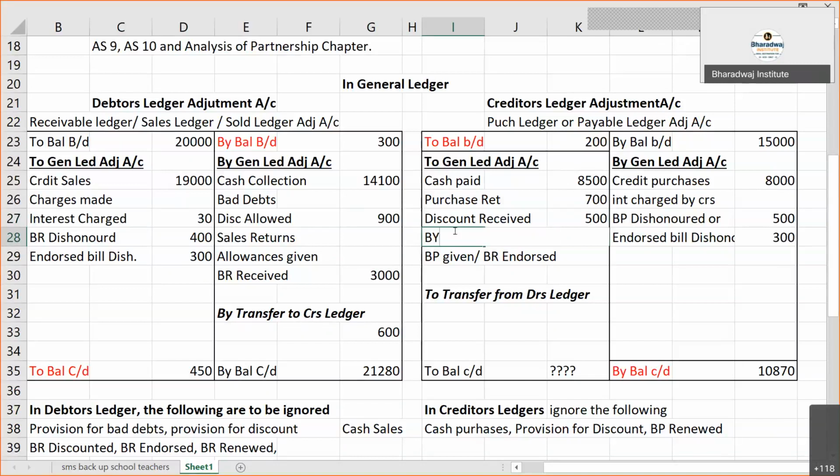Bills payable given, our acceptance is given. Bills payable given 2,000. Then bills receivable endorsed. How much is endorsed? 800. And there is a transfer of 600.